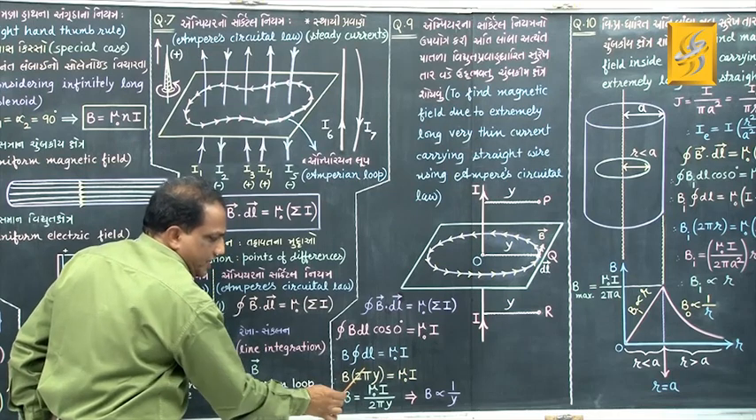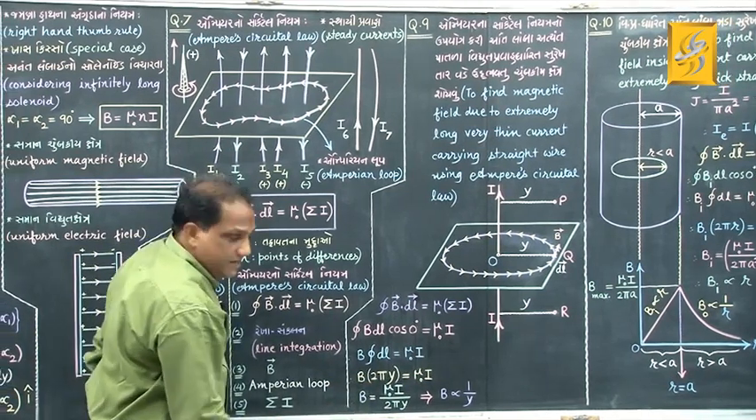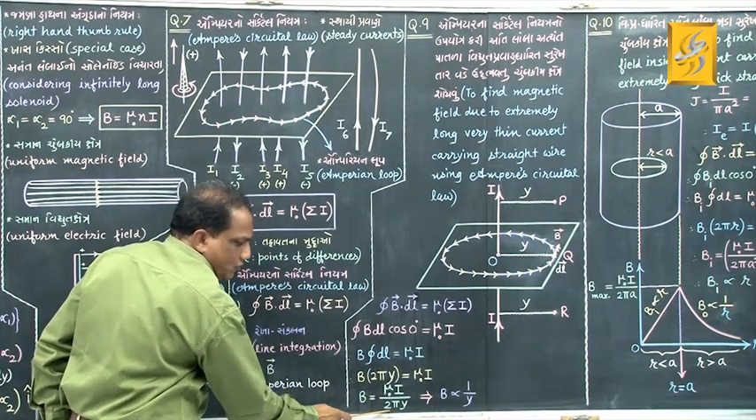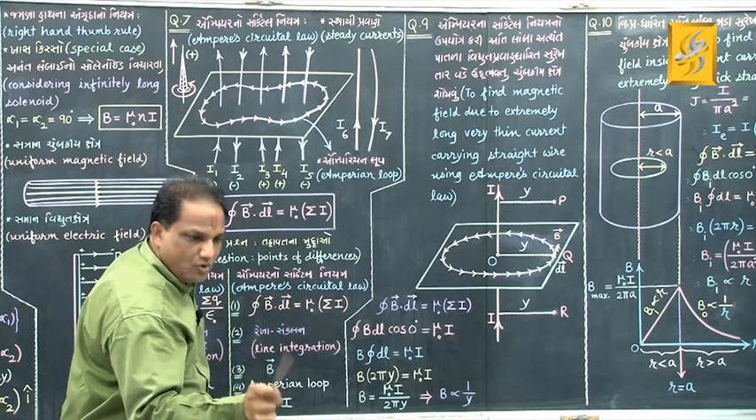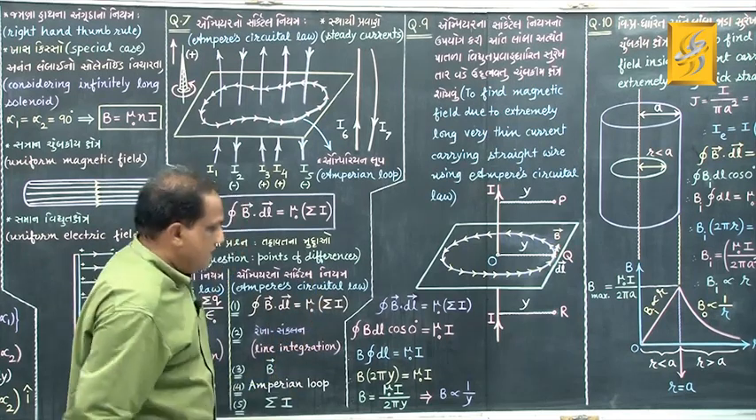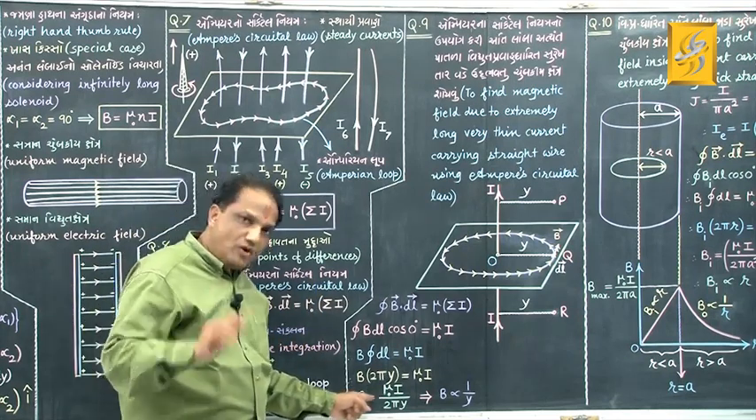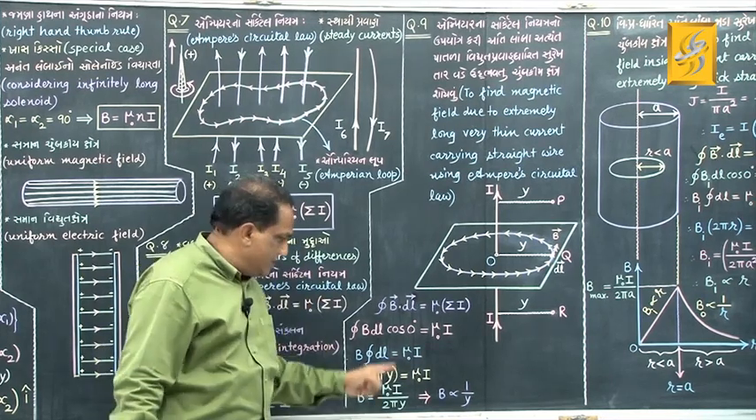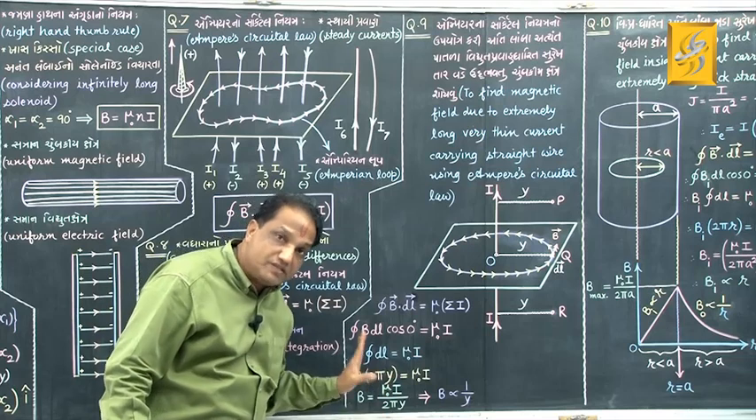Find out B now. Transfer this term in the denominator to the right hand side. It will be mu 0 I upon 2 pi y. Correct? And now tell me, the same formula we had obtained using Biot-Savart law also, but that derivation was very long. Here within 2-3 steps we are getting the same formula.